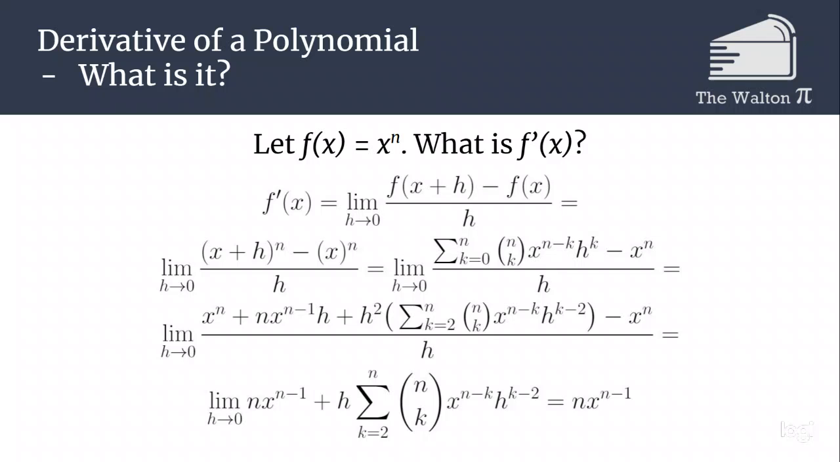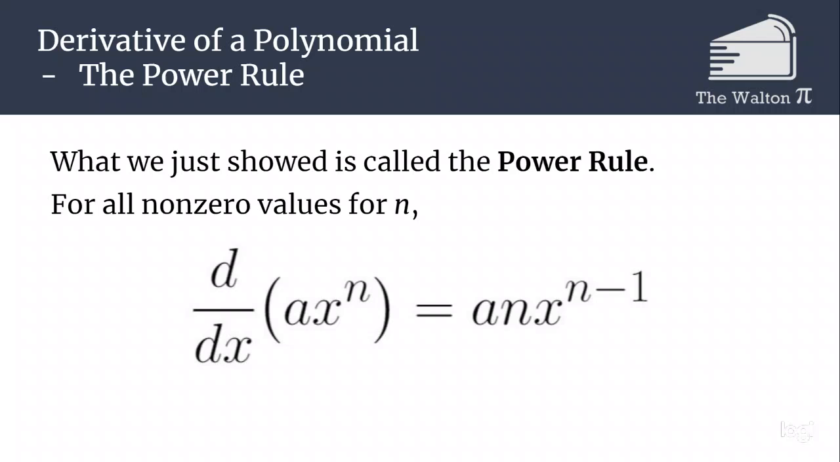If you're curious about that, feel free to check out my video on the binomial theorem. But if not, we can just accept that the derivative of a times x to the n is just going to be that constant a times n times x to the n minus 1. And this is what's called the power rule.